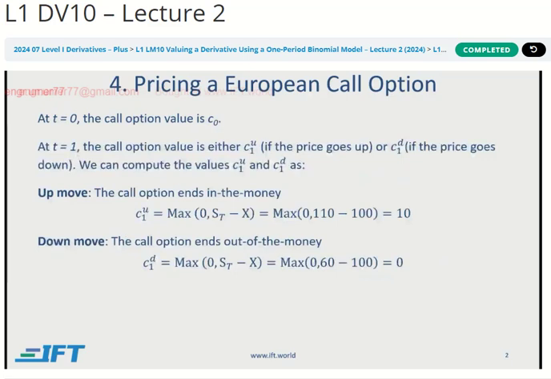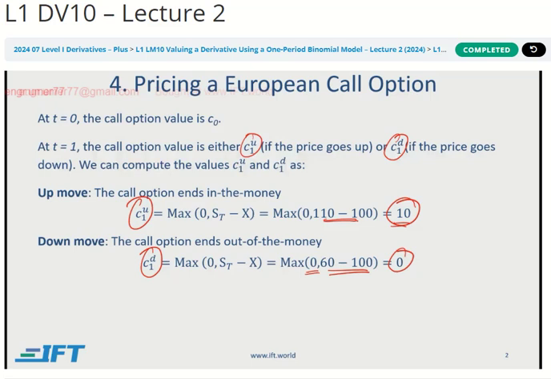And that is what you can see over here: the call option value if it goes up and the call option value if it comes down. So if it goes up, it will be 10, and if it comes down, it will be 0, right? 110 minus 100 gives you 10, and 60 minus 100 gives you a negative value, therefore it will be 0.